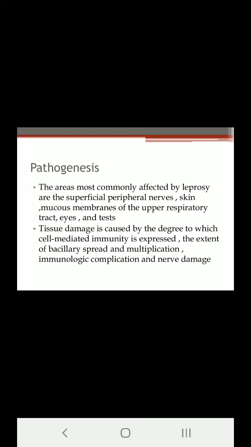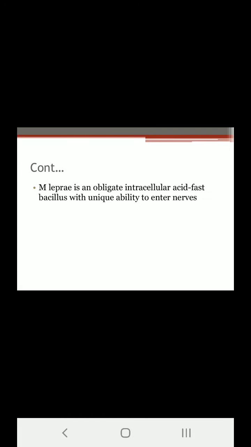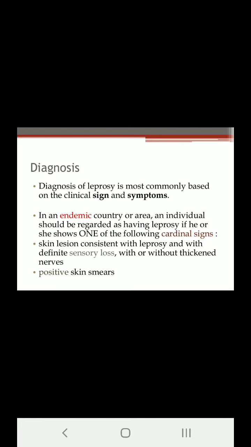For example, if CMI is low, bacillary spread and multiplication will be more. M. leprae is an obligate intracellular AFB with unique ability to enter nerves. The most characteristic feature of this bacteria is that it does not grow in artificial media, it does not grow in tissue culture, and it has this unique ability to enter nerves and damage nerves.